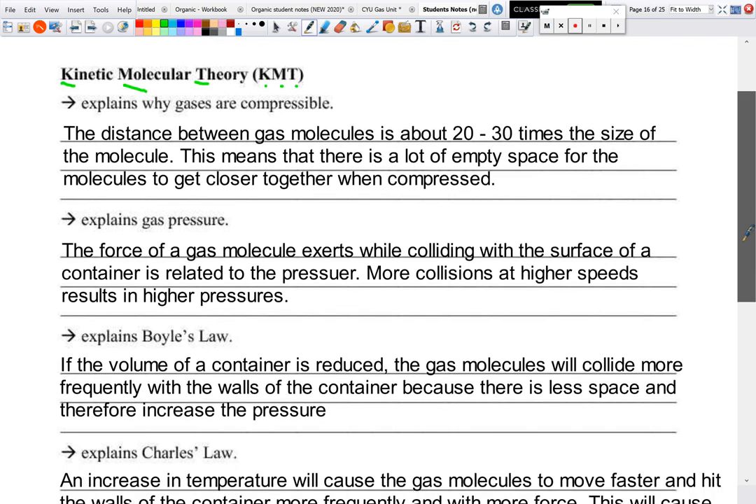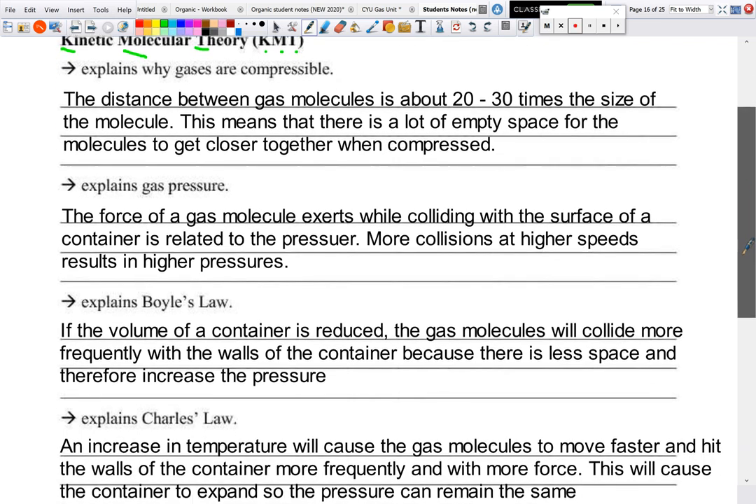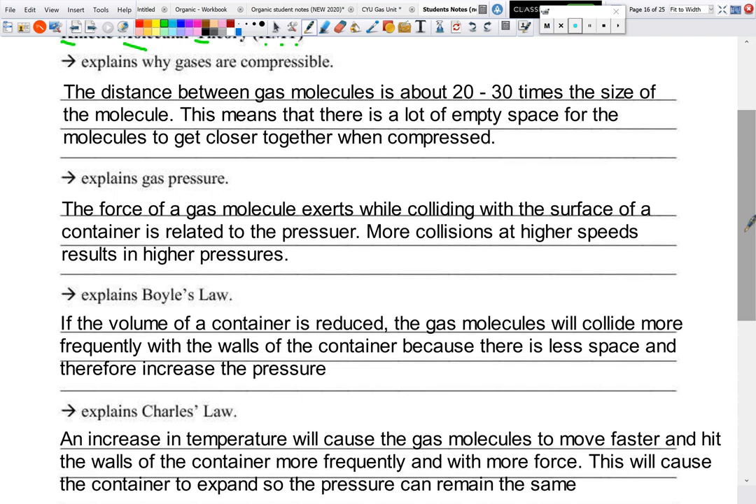So kinetic molecular theory, we're going to use to describe four things. Why gases are compressible, why they exert pressure, and to explain Boyle's law and Charles' law. You guys will need to be familiar with these explanations as well. So first one, why gases are compressible. The distance between gas molecules is about 30 to 40 times the size of the molecule itself. So this means there's a lot of empty space for the molecules to get closer together when compressed. All right, so that's the first one.